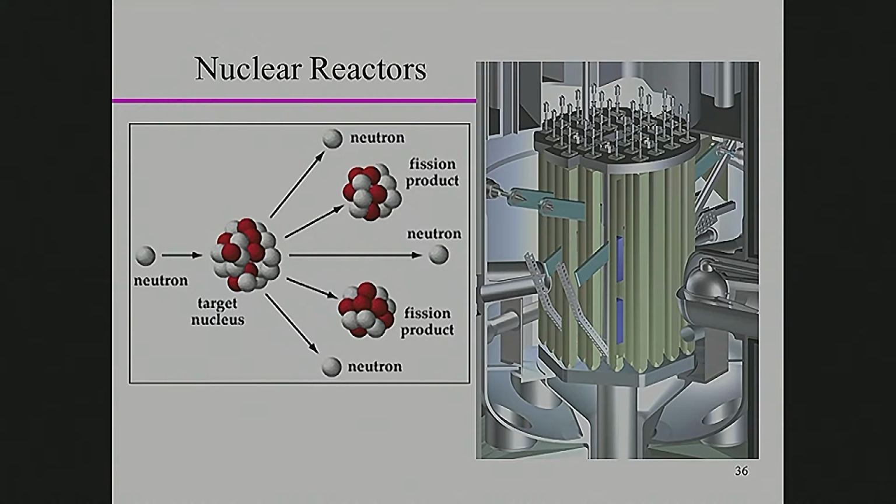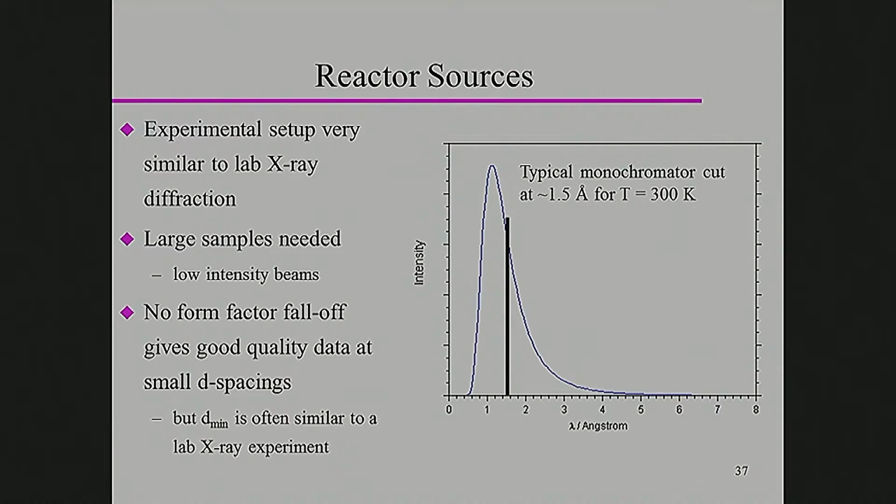In a reactor, you constantly create neutrons by a nuclear chain reaction. That means there's no time structure to your neutrons, and so your setup is actually pretty similar to what you would see on a lab diffractometer. You need a monochromator to select which neutrons you use. The main difference is you don't really have a line source like you would have in a powder X-ray experiment in the lab. You have a broader distribution of neutron wavelengths, but you just take a cut with a monochromator, and that's what you collect your data with.